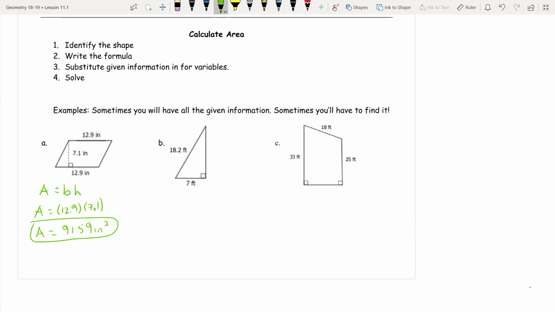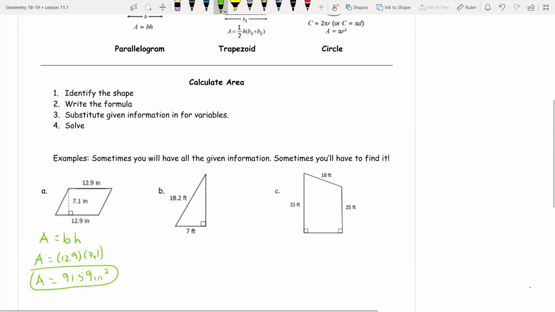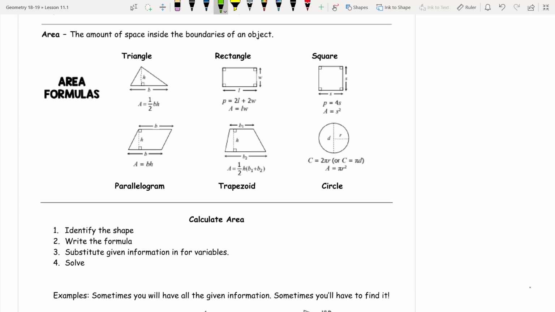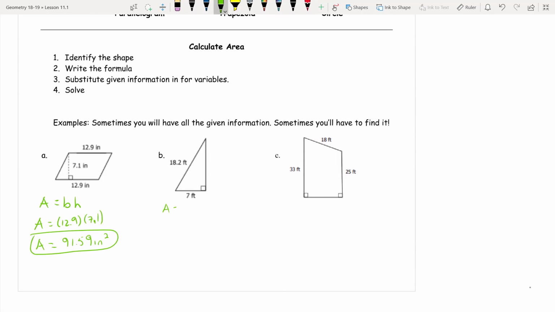Sometimes you're going to have all the given information, sometimes you won't, and you'll have to work a little bit at it. For example, in problem B, they gave us a right triangle, and the area for a triangle is 1/2 base times height, but notice the height and the base are actually my 2 legs of a right triangle. So in this first one, I'm going to write down 1/2 base times height. I've got the base, but I need the height. So I'm going to actually have to do a little Pythagorean theorem first. I'm going to do Pythagorean theorem and solve out to get my missing side there.